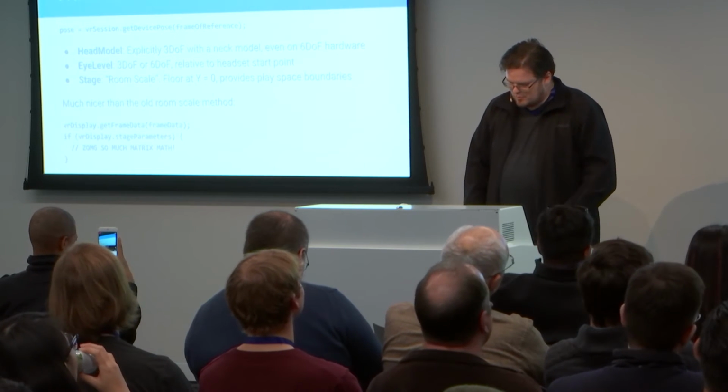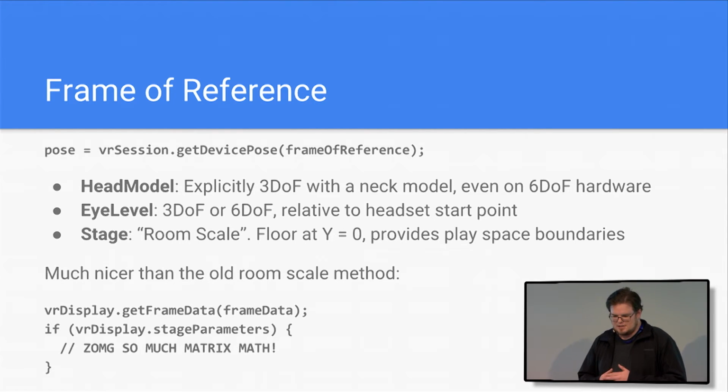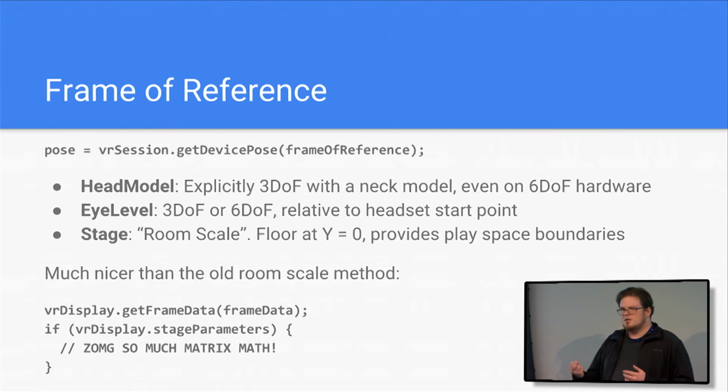Now, this is a point of confusion for a lot of people, but it's something that I think will be increasingly valuable as the VR ecosystem evolves. We're introducing a concept of what's called a frame of reference. And this is basically saying, this is the coordinate system that I want all the pose data, all the matrices to come back in.